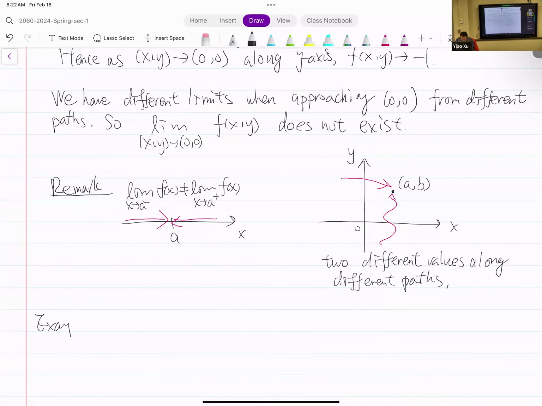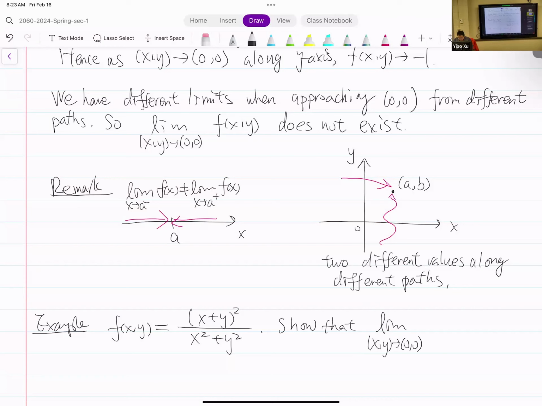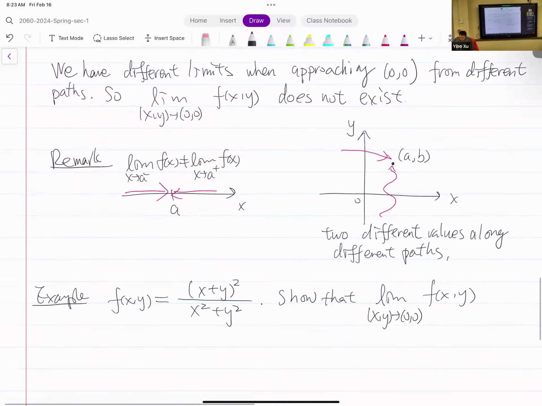Example. So now let's look at the function f of xy that is defined. Well, it's really similar, but it's a little bit more complicated. So it's now (x plus y) squared over the sum of x squared plus y squared. We want to show that the limit when xy approaches the origin of the function f of xy does not exist.